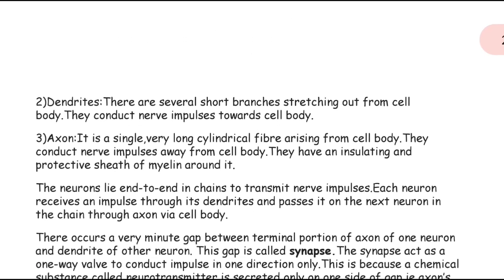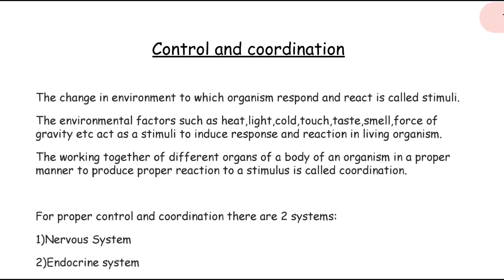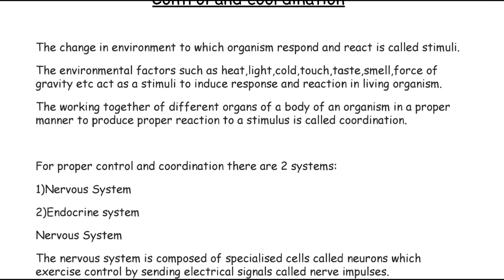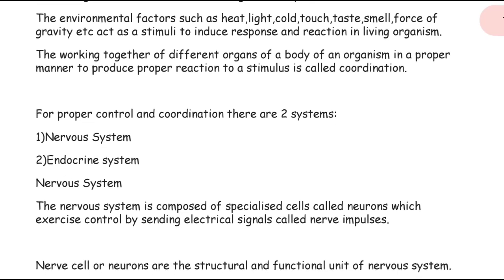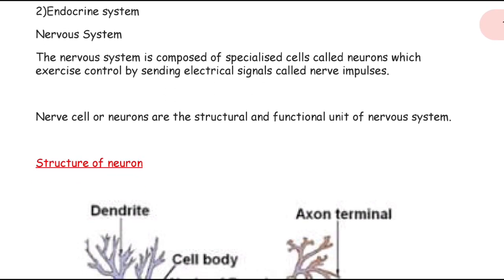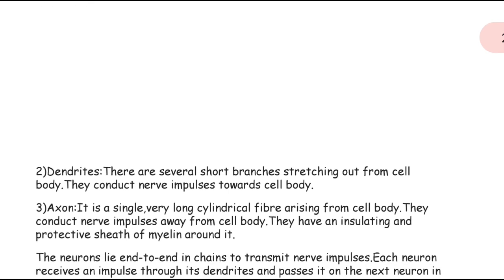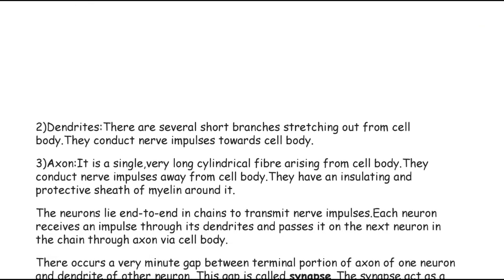Dear students, today we have discussed the first part of control and coordination. For proper control and coordination, two systems are required: nervous system and endocrine system. We have discussed the first point of the nervous system, that is neurons and their structure. Then we will discuss the next topic in our next class.